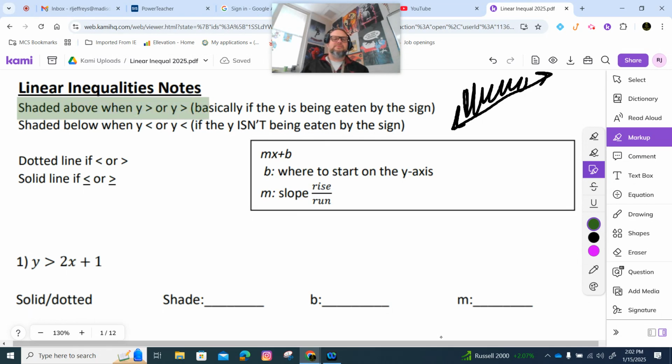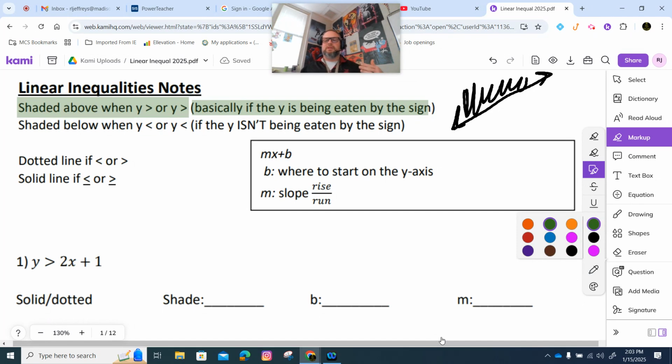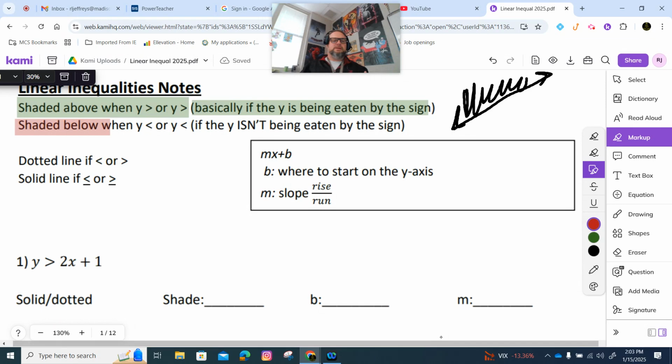It's going to be shaded above when it looks like this. Basically, if the Y is being eaten by the sun. Say that again. Okay, yeah, thank you. Now you're going to shade below if the Y isn't being eaten, because that means Y is less than. I know some of y'all are like, that doesn't make sense. Again, trust me, the stuff I took out would have probably made this a lot easier to understand.